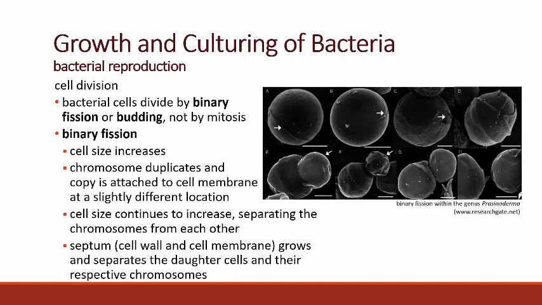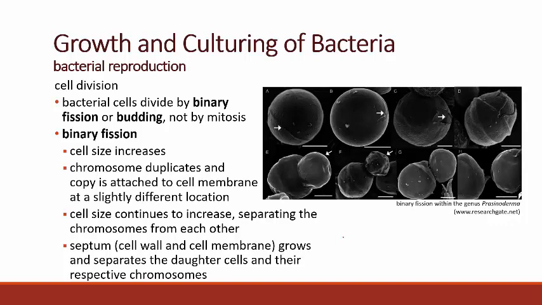So in binary fission, a cell increases in size, the chromosome duplicates, and the cell continues to increase in size. And then we see the development of a septum, which is a chunk of cell wall and cell membrane that begins to grow and separates the two daughter cells and their respective chromosomes from each other.